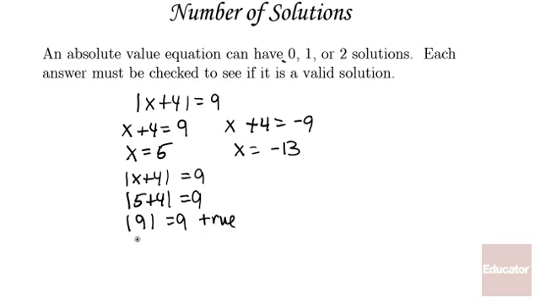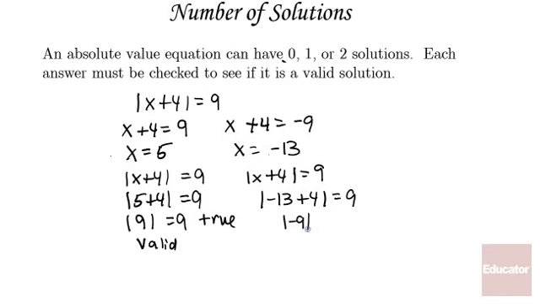Since this is true, this is a valid solution. x equals 5 is a valid solution. Okay, doing the same thing for my other solution, the absolute value of x plus 4 equals 9. Trying this, negative 13 plus 4 equals 9. Well, negative 13 plus 4 is negative 9, so the absolute value of negative 9 is 9. This is also a valid solution since this is a true statement.